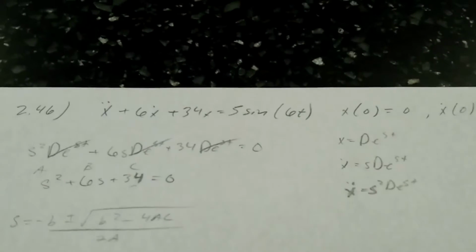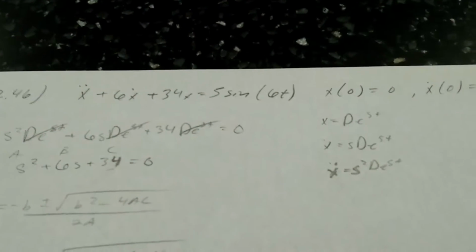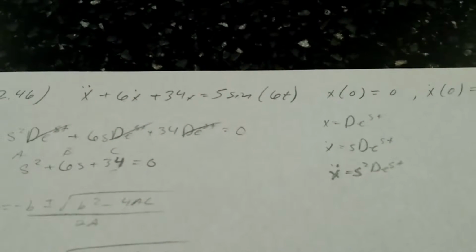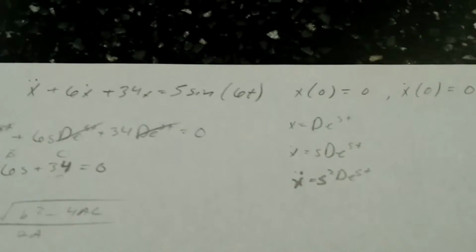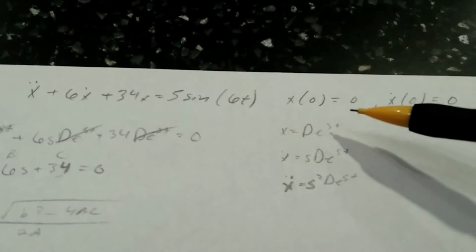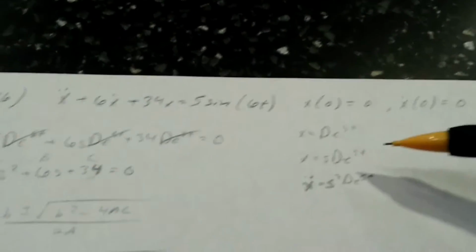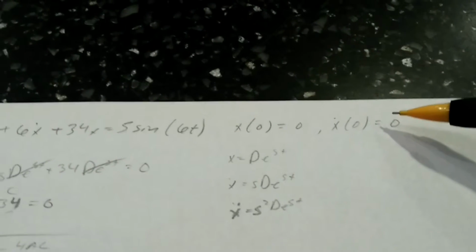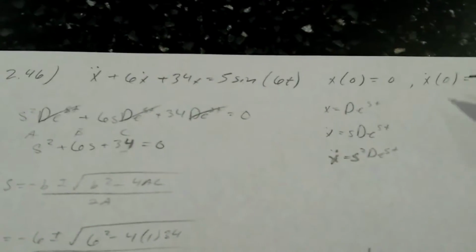This is problem 2.46. Here we have a second order ordinary differential equation with a nonlinear input force. As we begin to solve this, we will be using the trial solution method, x = Ae^(st). And as I take its derivative, we get a few different terms. These are initial conditions that we'll use a little later to solve for our coefficients.